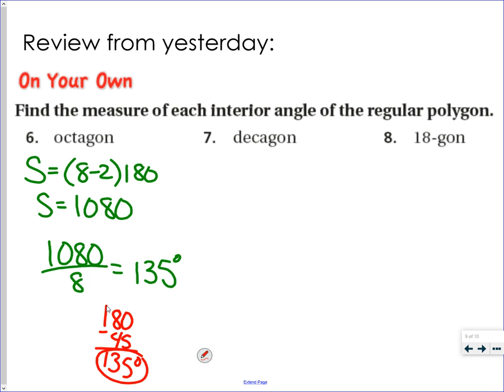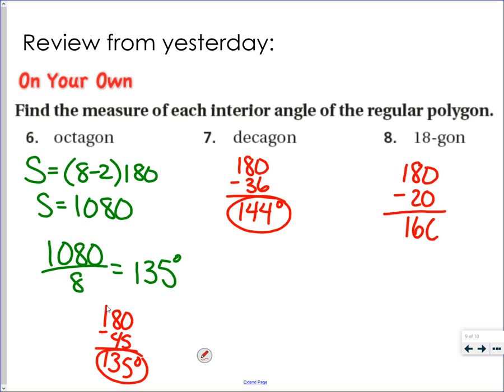Lots faster. The decagon, when I did 360 divided by 10, that was 36 degrees. So if I did 180 minus 36, that is 144 for each interior angle. And the 18gon, I had a 20-degree exterior angle. So I would have 180 minus 20 would be 160 for each interior angle. Remember, that only works for a regular polygon though.